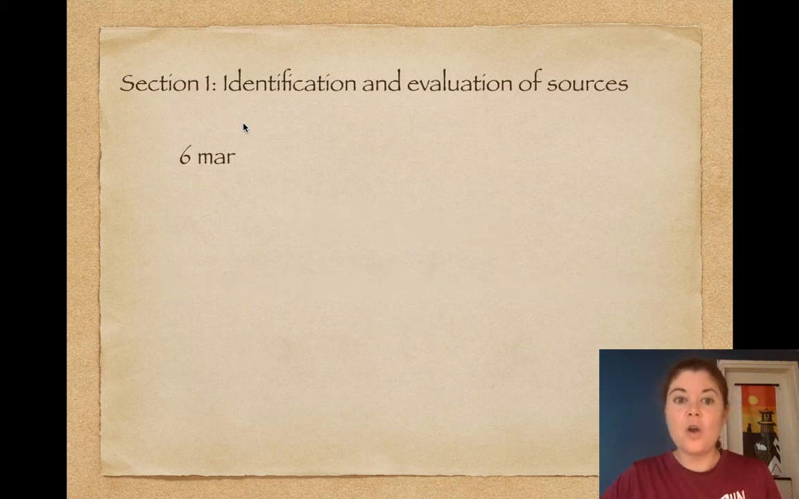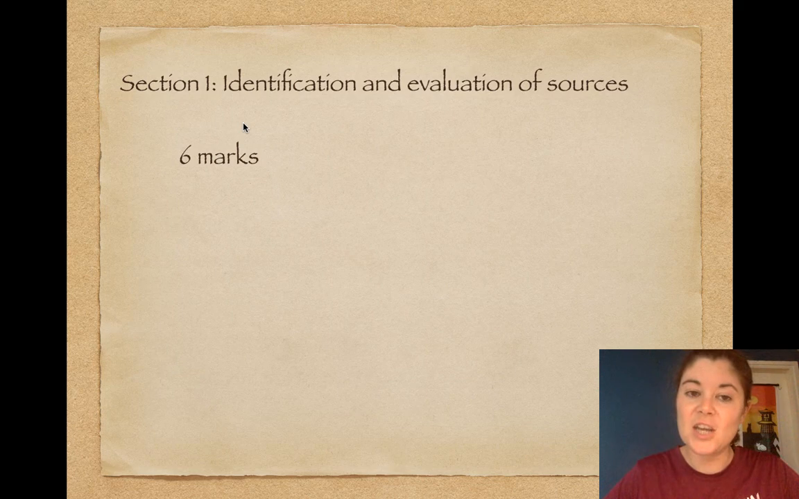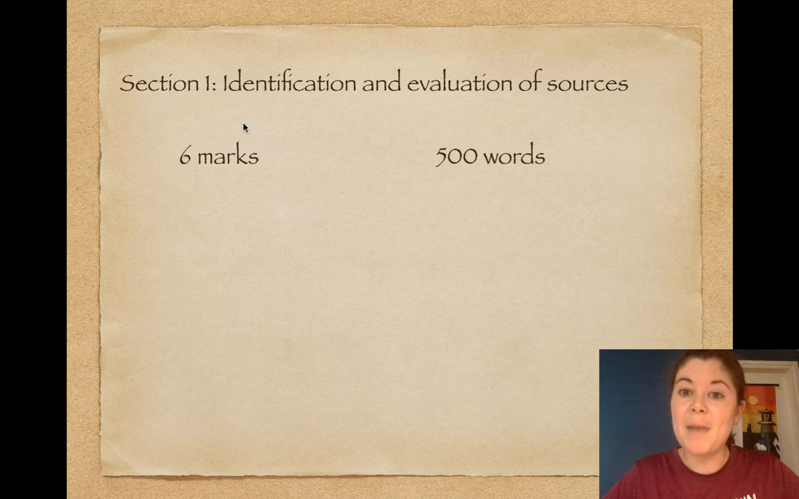First of all, you have to know this is worth 6 marks. Now, if you consider the whole IA, the total comes to 25 marks. So of course, 6 marks out of 25 is not nearly as important as your investigation section, but you want to pick up all 6 marks for this section, and there's no reason why you shouldn't be able to do that. You should be aiming to write about 500 words for this section. So it's not a lot.